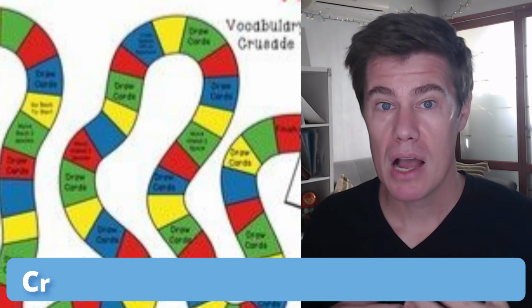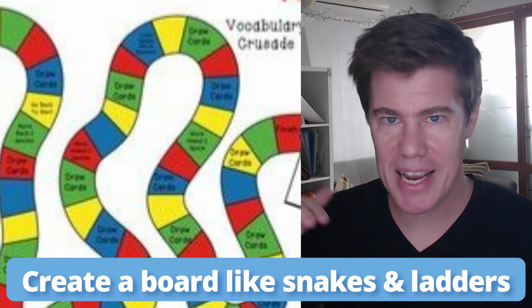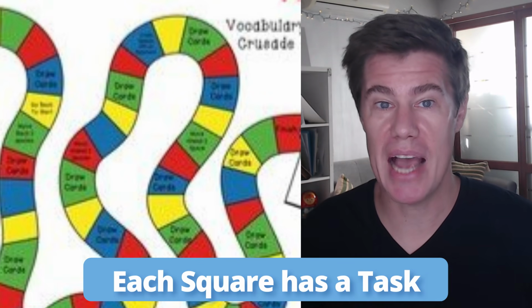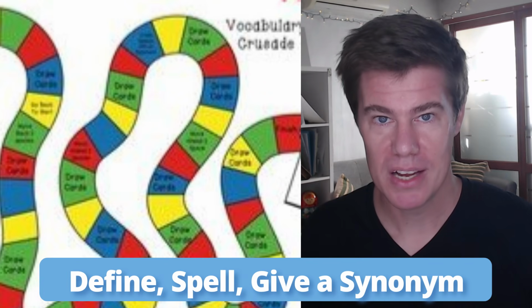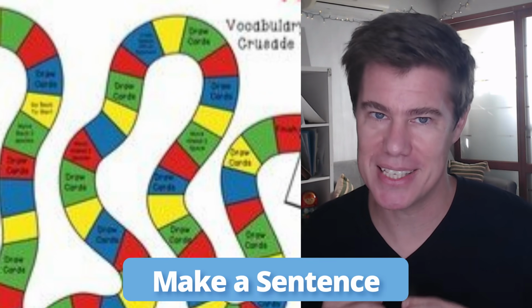Vocabulary board game. Create a board like Snakes and Ladders. Each square has a task. For example, students have to define or spell, give a synonym, or make a sentence. It's a fun review and there's competition between students.